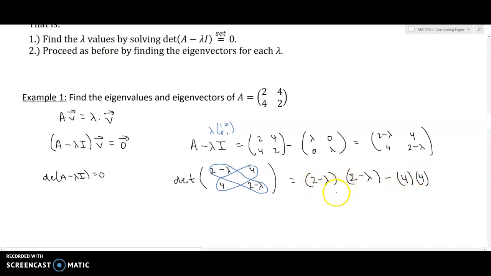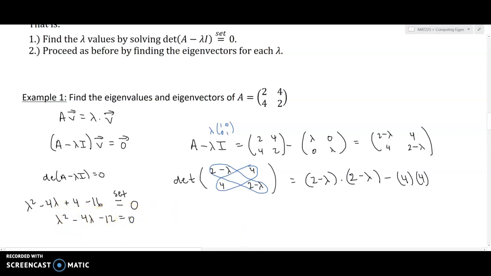And so if we do a little bit of distributive property on this, and we set it equal to 0, so notice that we're going to set this equal to 0. If you FOIL this out, we'll have lambda squared, and then we'll have a minus 2 lambda, another minus 2 lambda, so that will give us minus 4 lambda. And then we'll also have 2 times 2, which is 4, and then minus 16. And that comes out to lambda squared minus 4 lambda minus 12 equals 0.